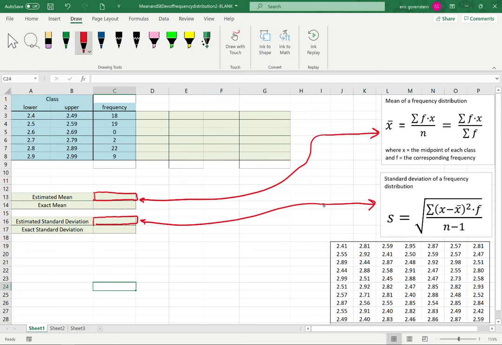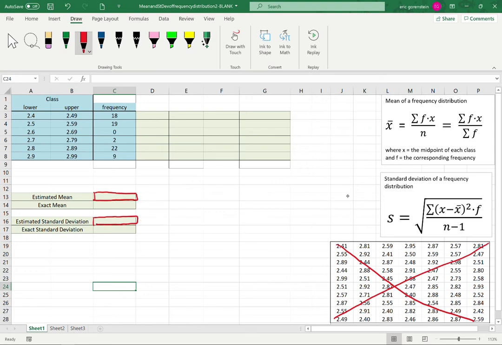And we could compare those. Once we get those answers, we could compare them with the mean and the standard deviation, the exact values from the original data. And the original data is right over here. But we're going to start off by just assuming we don't have this. So we'll come back to this data later. But for now, let's just say we don't have any of the original data, and we just have the frequency distribution. So again, up here in blue, this is what we're starting with.